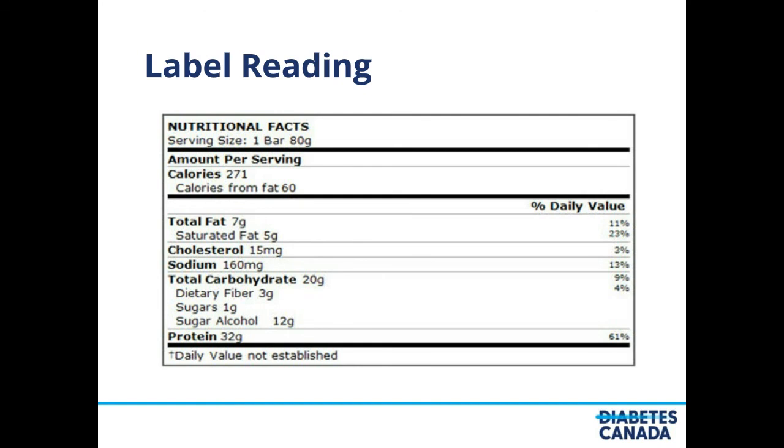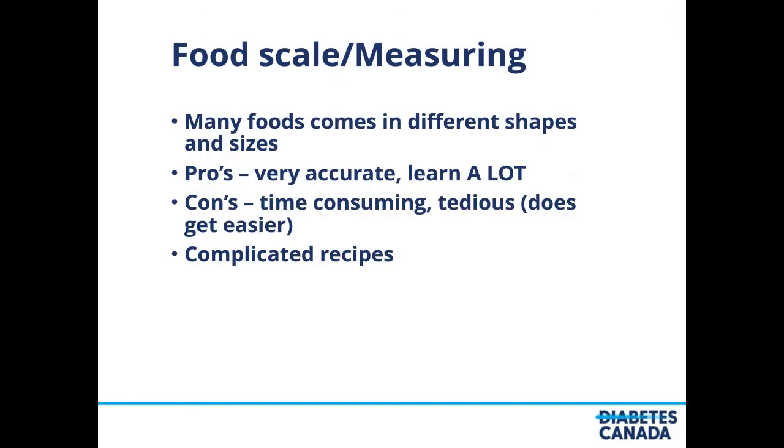Obviously, foods come in different shapes and sizes. If they don't have a food label, how much carb do they have? Well, this is where the food scale and all your measuring cups come into play. You can get extremely accurate if you're using a food scale and measuring tools such as measuring cups, tablespoons, teaspoons, etc.